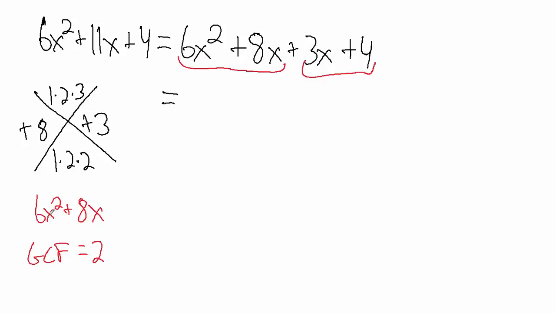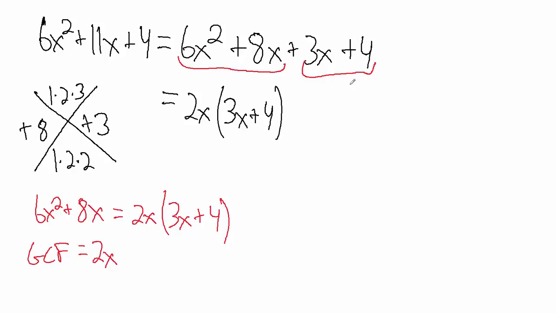The greatest common factor between x squared and x is just x. So if we pull out a 2x, what's going to be left? Well, 6x squared, if we factor out a 2x, what we're going to have left is 3x. Then we have plus 8x. If we factor out a 2x, what's left? 4. Plus 4. Okay, so that tells us then that 6x squared plus 8x is the same thing as 2x times the quantity 3x plus 4.